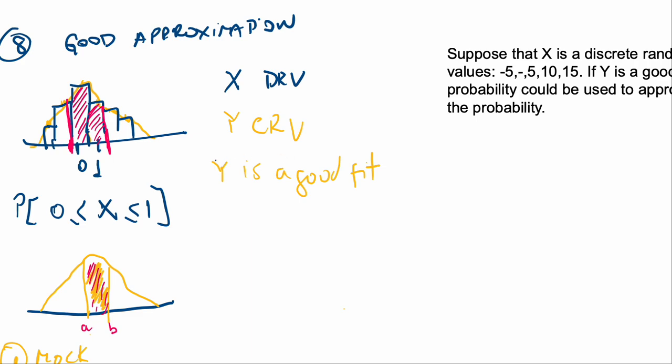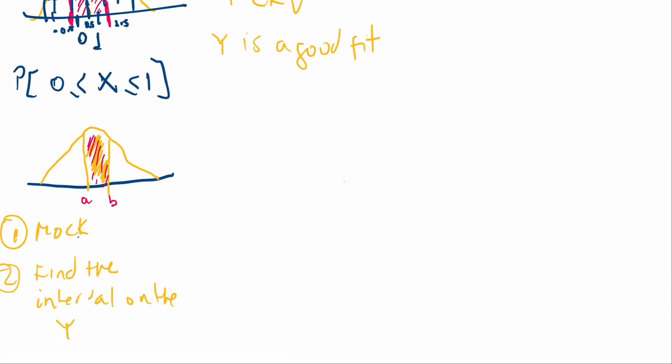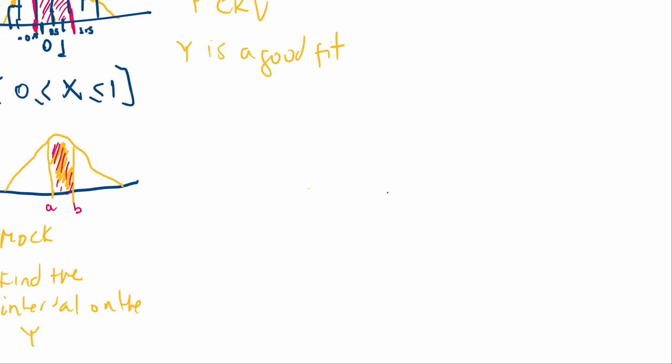But the continuous random variable can assume any number. So when you want to select the same area, this is the half of the interval, and this is 1.5, right? And this is minus 0.5. So you're going to select minus 0.5 to 1.5 in the yellow world, okay? So the steps are this. Do a mock histogram. Find the interval that gives you the same area, okay? This is what we saw.